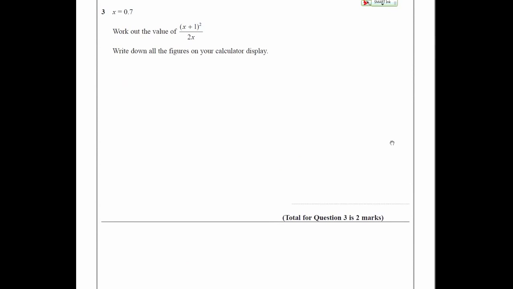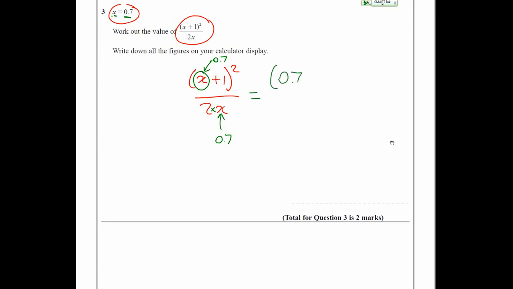Okay, x equals 0.7. Work out the value of (x plus 1) squared over 2x. So all you're going to do is where you've got x, you're going to substitute 0.7. What goes between a number and a letter? A little multiply. So what we're actually trying to work out is 0.7 plus 1, aka 1.7, squared, divided by 2 times 0.7, aka 1.4. But what I'm going to do is just type this.